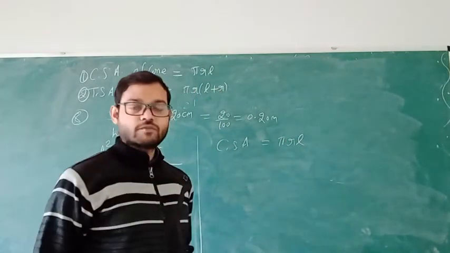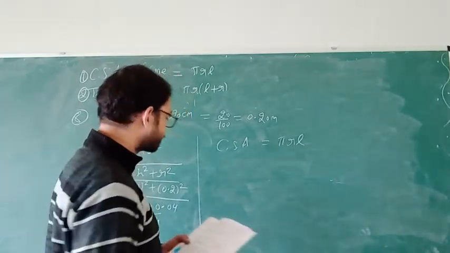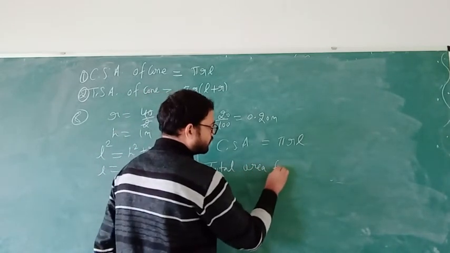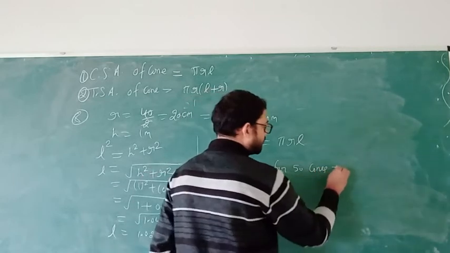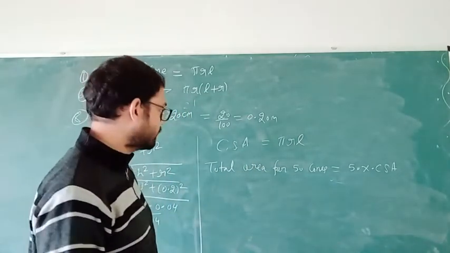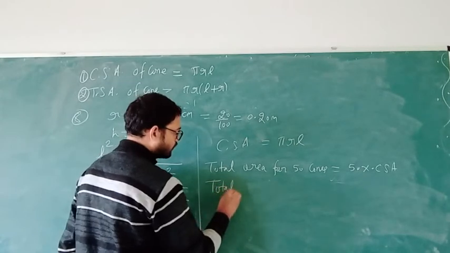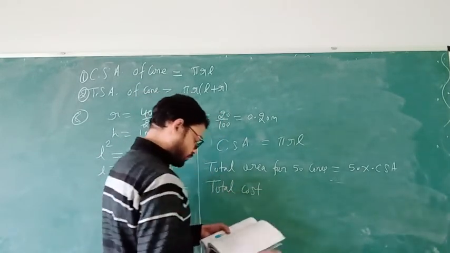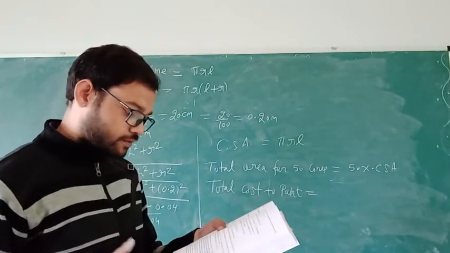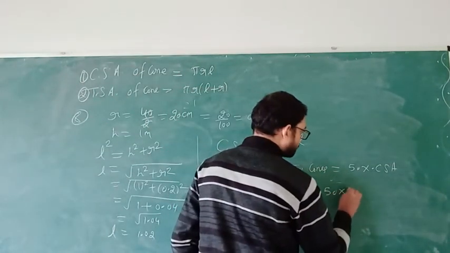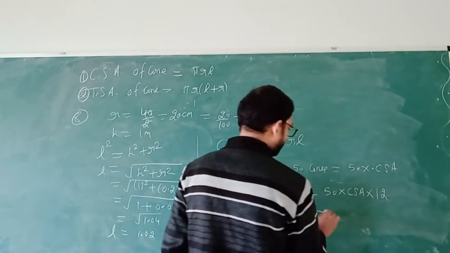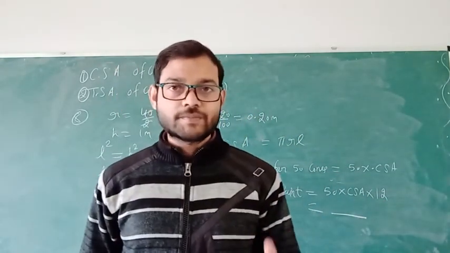CSA will be using formula pi r l, and after that, total area for 50 cones. Whatever CSA you get, multiply by that 50, and then total cost to pay will be what? 50 times CSA, times whatever rate is given. So after this, you will find your final answer.